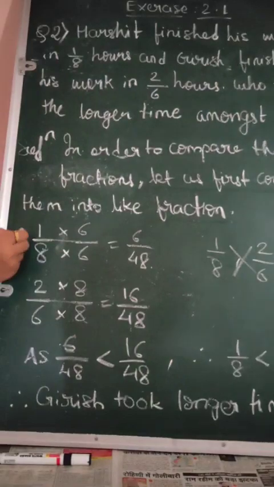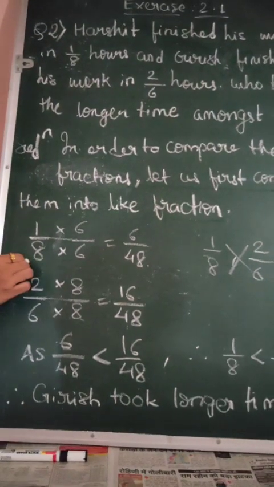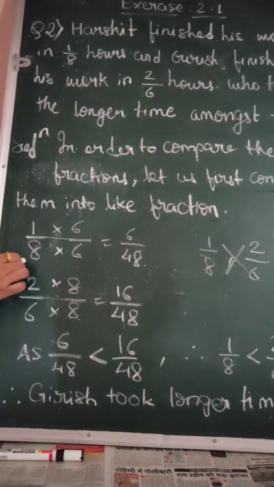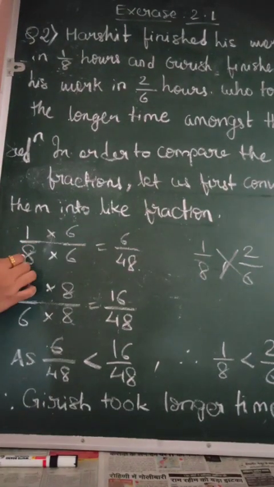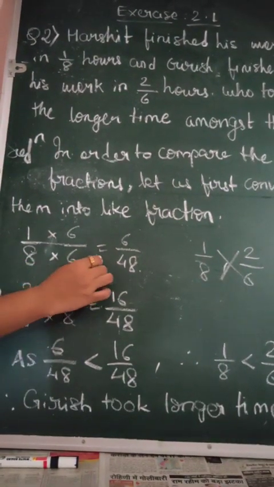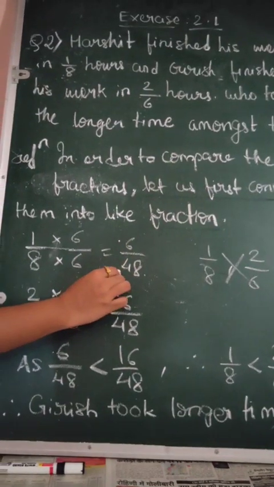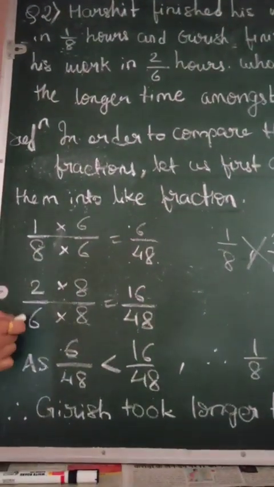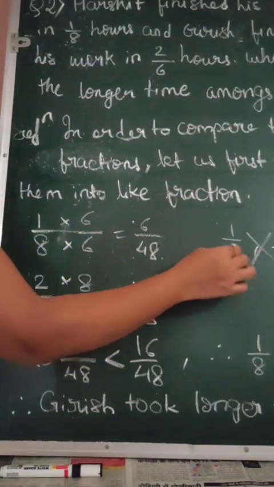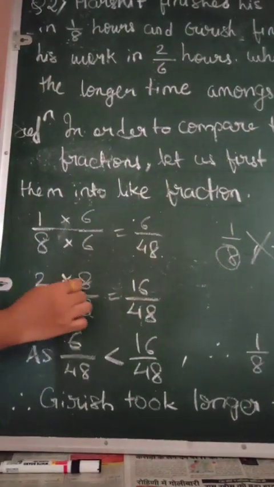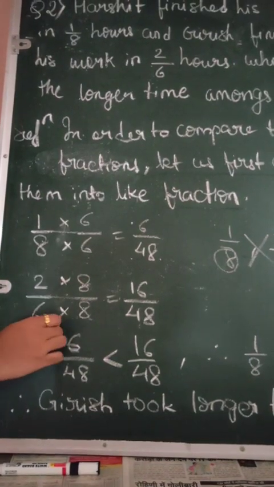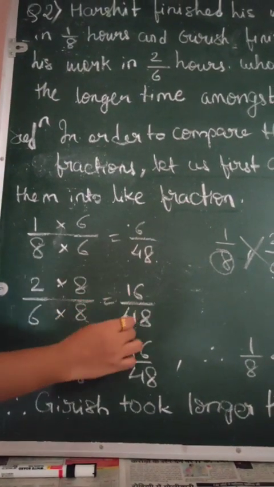So here first is given 1/8. So 1/8 we will multiply with 6. So that is 1 multiplied by 6 divided by 8 multiplied by 6, which is equal to 6 divided by 48. The next fraction is given 2/6. So 2/6 we will multiply with 8, both numerator and denominator. So 2 multiplied by 8 divided by 6 multiplied by 8, which is equal to 16/48.